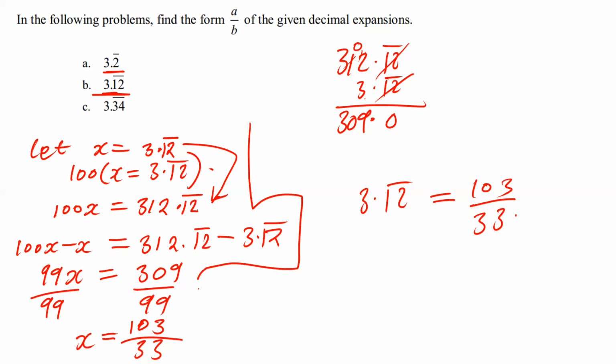No, I'm a bit puzzled as to how this all happened. Because before we reached that stage, we were at 100x equals 312.12. Then the next step was 100x minus x. How did that happen? Where did the x that we subtracted come from?